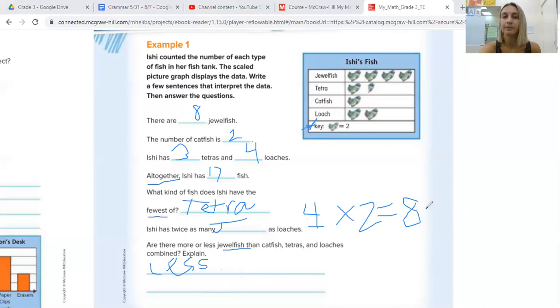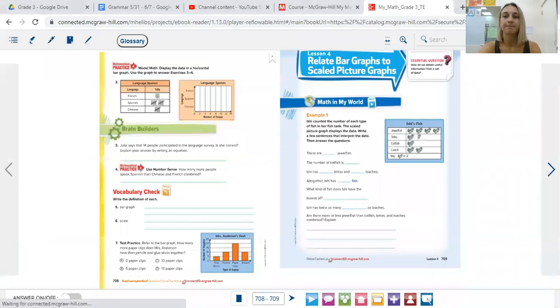So to explain, how do we know there's less? I'm not going to write it, but you can with your pencil and your hand. We added together catfish, Ishi, not Ishi, that's the person, catfish, tetras, and loaches. We got 9. So we could say 9 is more than 8. So that means there are less jewelfish. All right. Okay, copy all that down and then keep going with the video. Let's go to the next page.